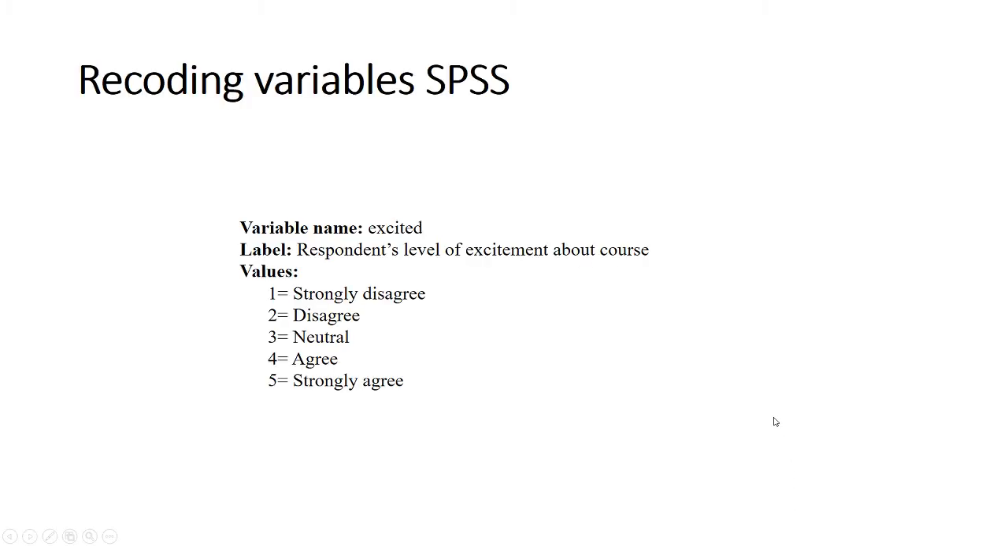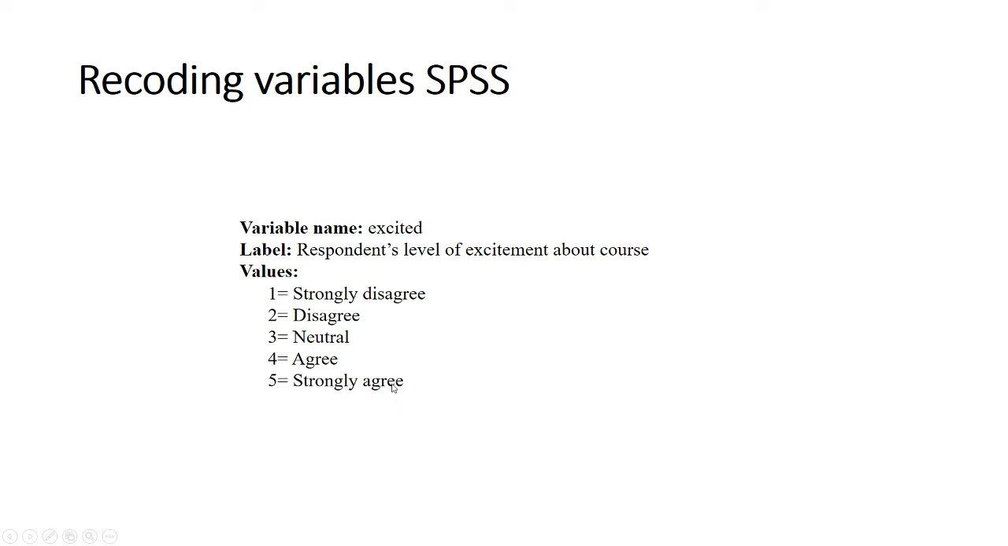Hi guys, in this video we're going to go over how to recode a variable using SPSS. Sometimes you find yourself in a situation where you have a variable that is coded in a way that you don't really like. This is the case for the variable excited. The variable excite is the respondent's level of excitement about the course. This is a categorical variable that ranges from 1, strongly disagree, all the way to 5, strongly agree.